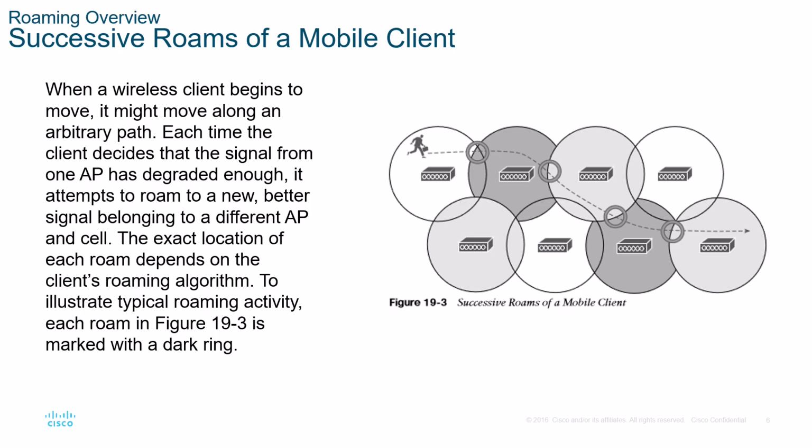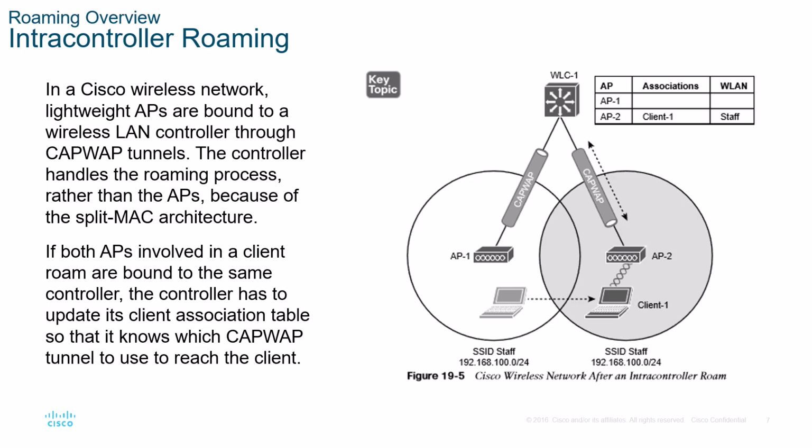Each cell or each access point should be able to maintain the connection and softly hand off the client at the edge of each of their boundaries. So there are some other things to consider. For example, here we have intra-controller roaming. Again, within our WAPs, they are bound to a wireless LAN controller through the CAPWAP tunnels. The controllers will handle the roaming process altogether.